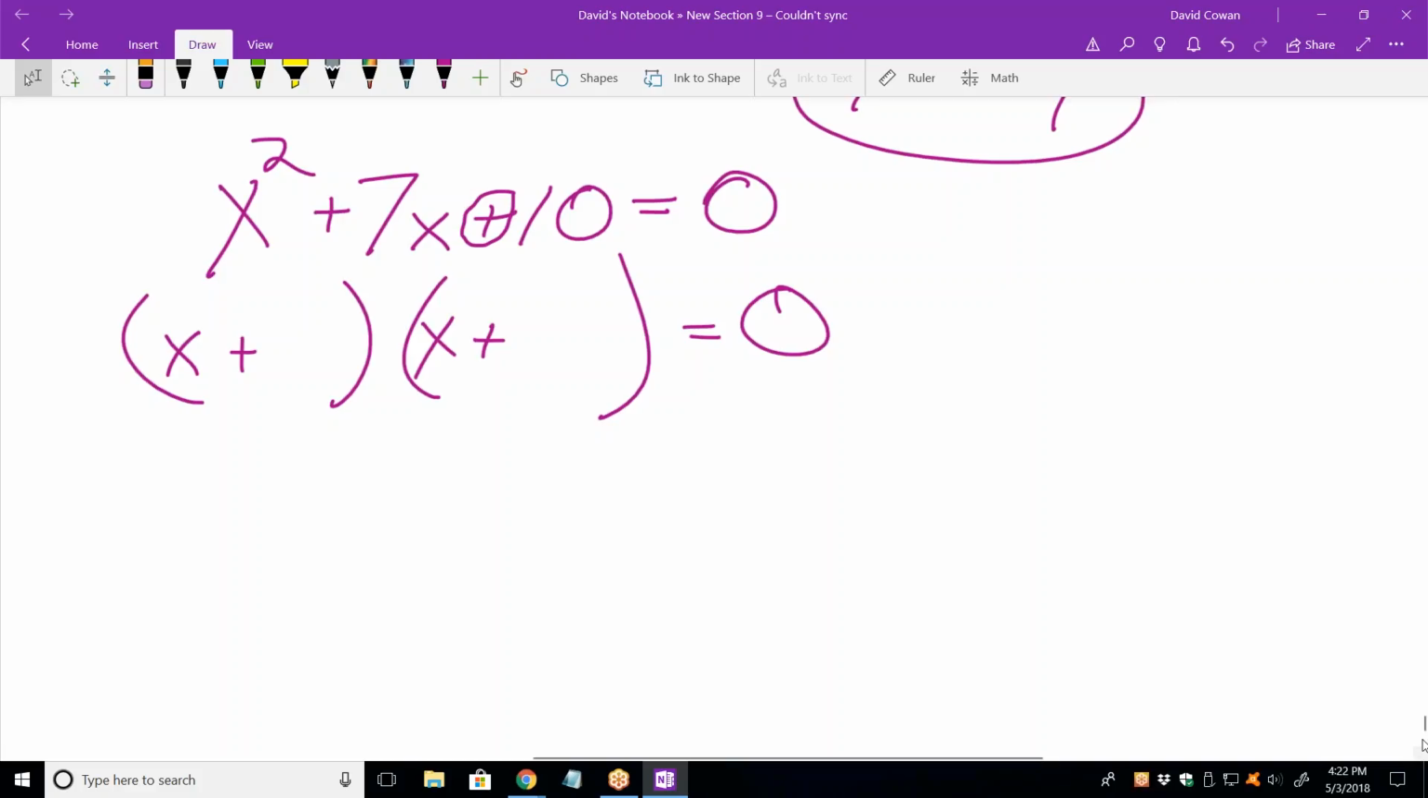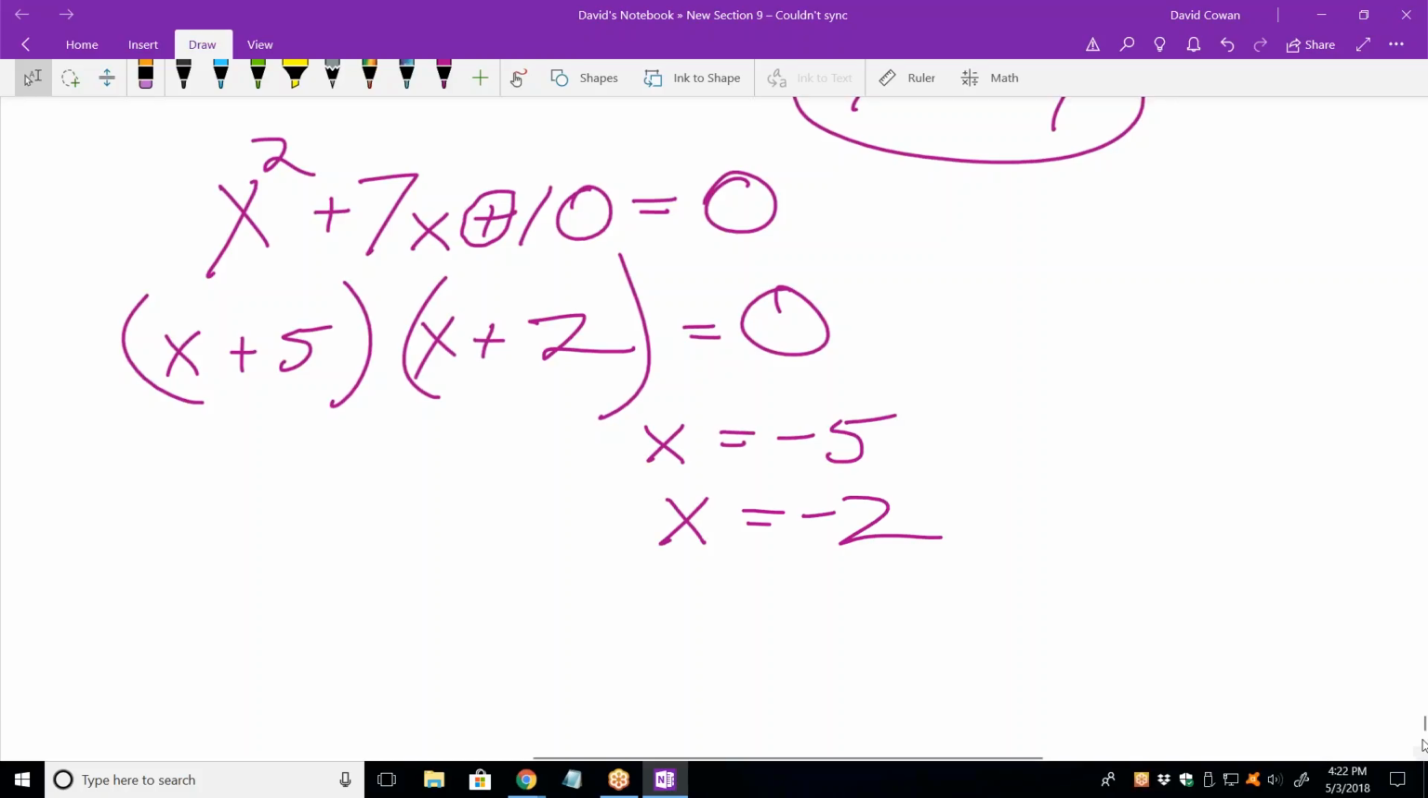I keep forgetting. Okay, you did really good. Most people don't remember it exactly, but that's what I want to hear when I say verbalize it. It's factors of 10 that add because there's a plus sign in front of the 10. If that was a minus sign, then they would have to subtract. So they need to add to 7. Well, that's 5 and 2. Okay? So we can solve it as long as we can factor it. I can solve it easily.